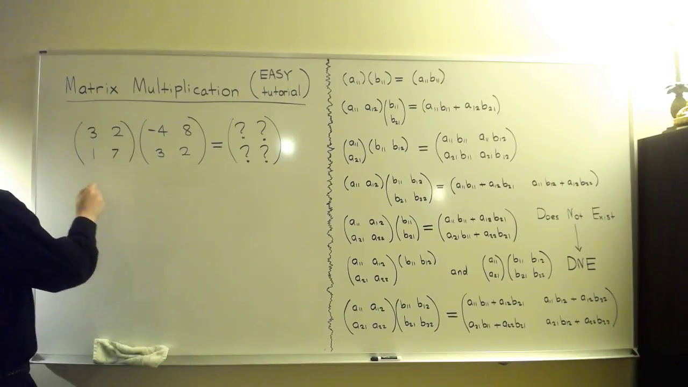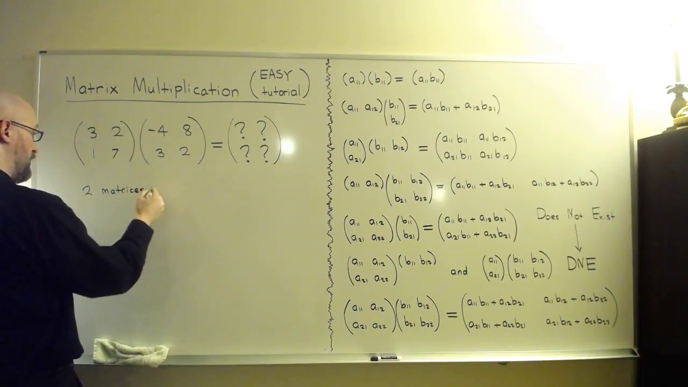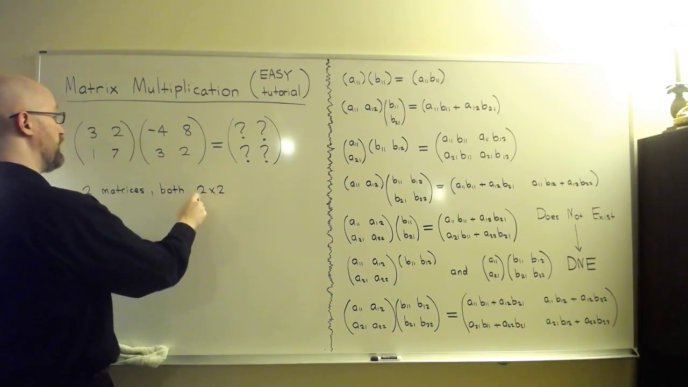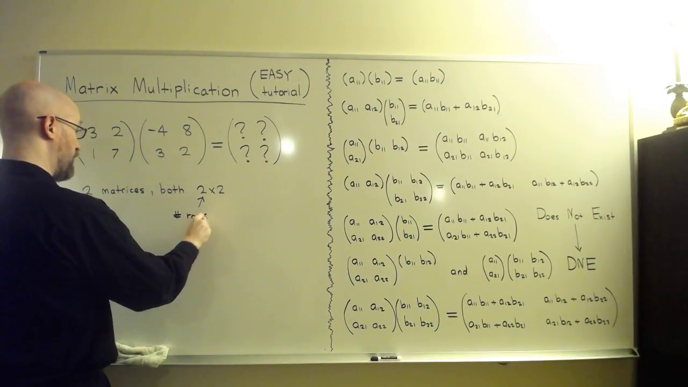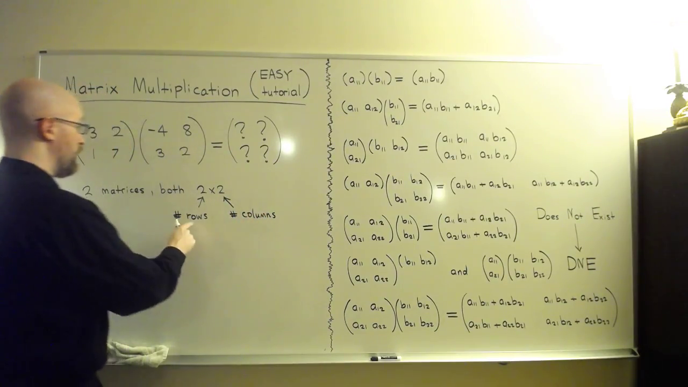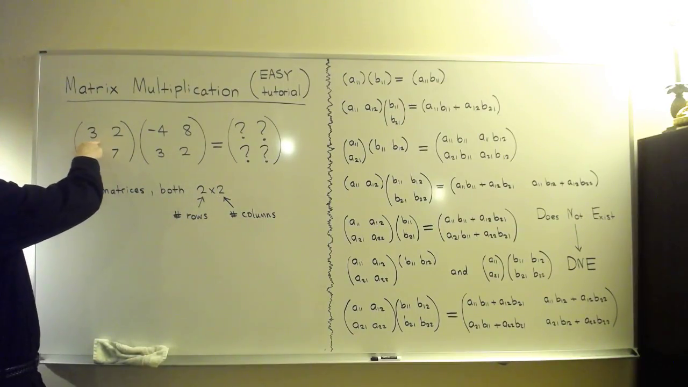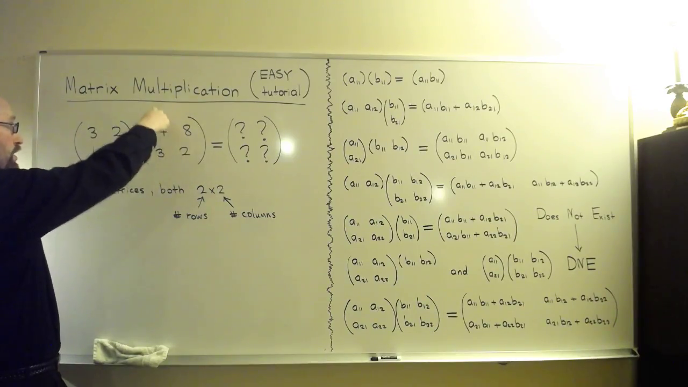So we have two matrices here that we're multiplying together, and they are both 2 by 2 matrices. Now, what this means is that there are 2 rows and 2 columns. So the first number here is the number of rows, the second is the number of columns. And you can see that with the matrices here. It has 1, 2 rows and 1, 2 columns. It's 2 by 2. This one similarly, 1, 2 rows, 1, 2 columns.